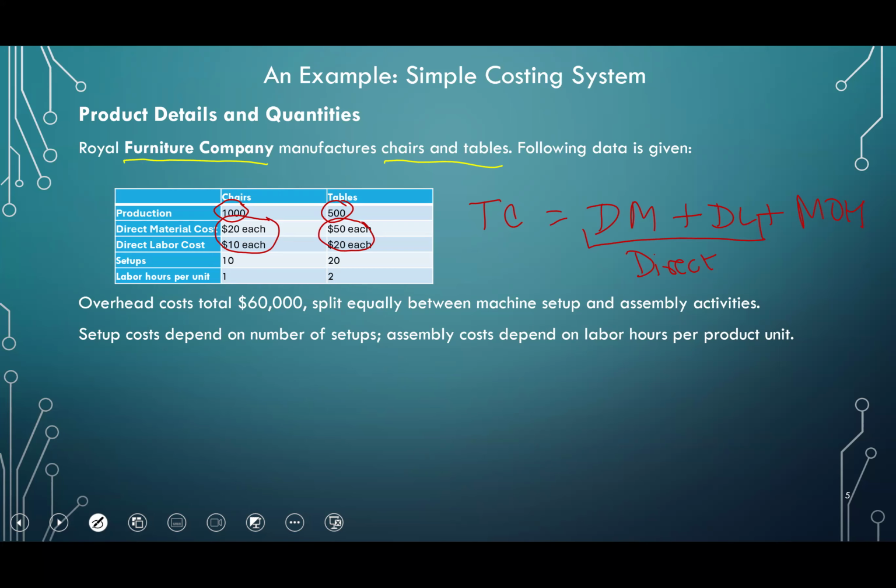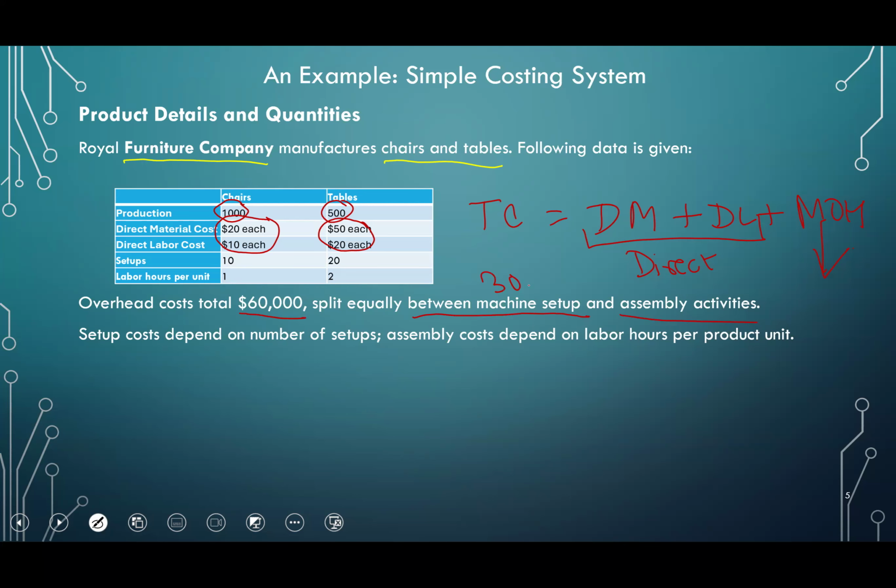Okay. What is to be allocated, which is the main point of the question, is manufacturing overheads. Question says you have $60,000 of total overhead, which is going to be split equally between two different pools.